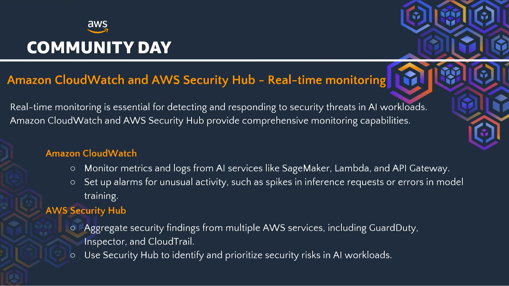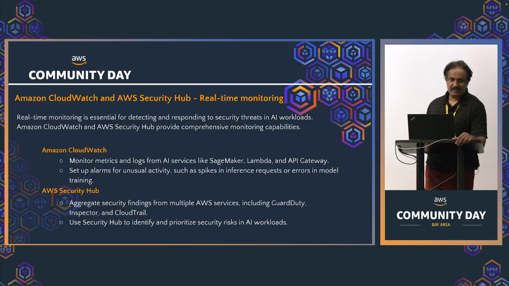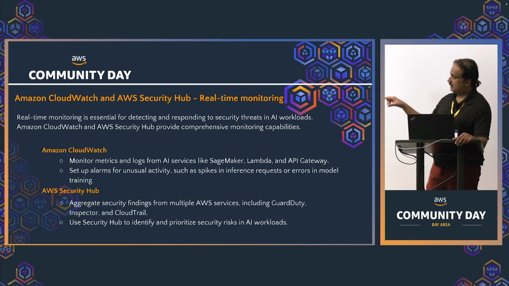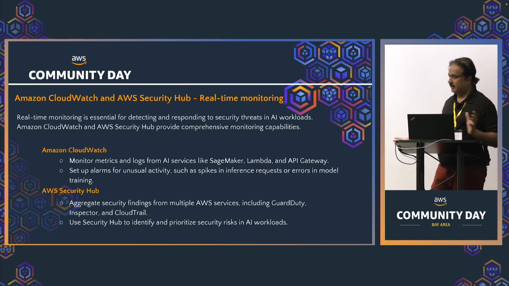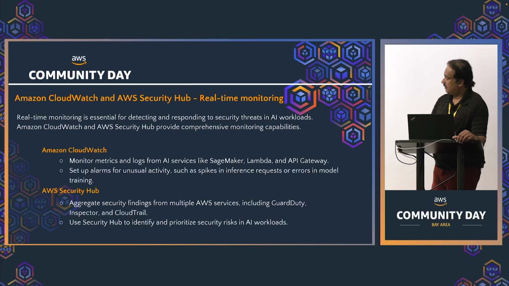Amazon CloudWatch and Security Hub. How many of you use Security Hub today? Security Hub is primarily a centralized dashboard where you can feed in events from other services, including GuardDuty, Inspector, and CloudTrail. So instead of looking at CloudTrail or Inspector or GuardDuty separately, you can feed all of that into Security Hub for real-time monitoring across all of your infrastructure, including the AI workloads.